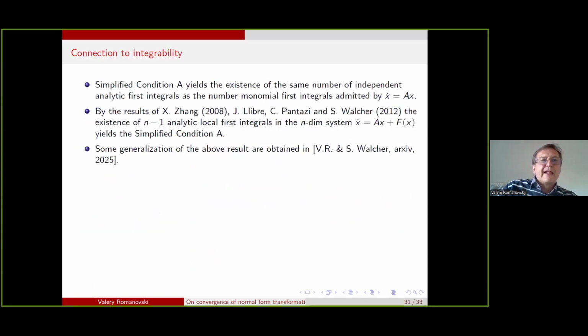Here is a proof. And maybe I go to the conclusion. So I can say that simplified condition A is the existence of the same number of independent analytic first integrals as the number of monomial first integrals. And by a result of Llibre, Pantazi, and Walcher, the existence of n-1 analytic local first integrals in an n-dimensional system implies simplified condition A. But we obtained some generalization in this paper.